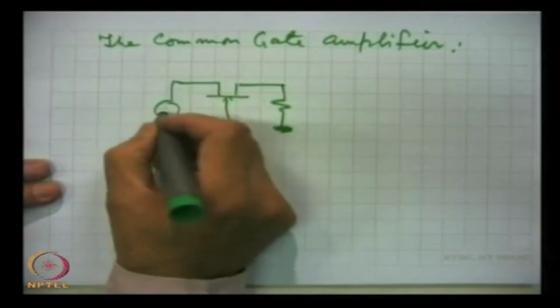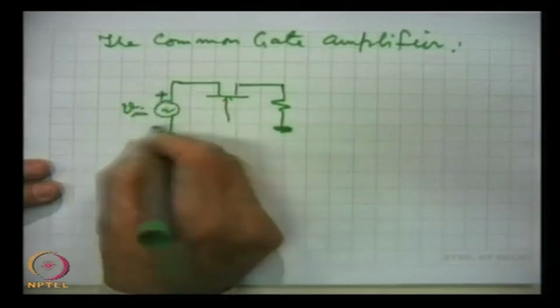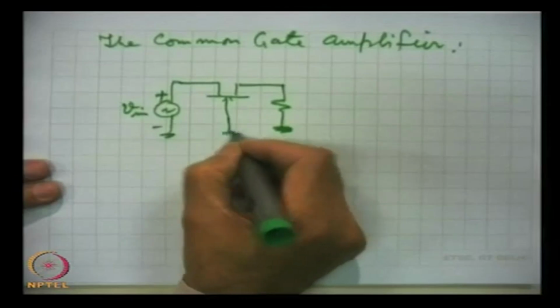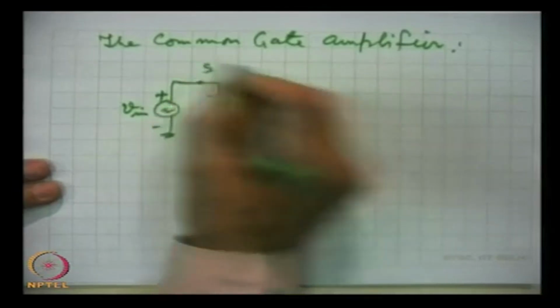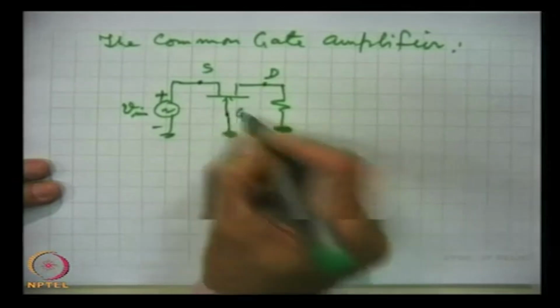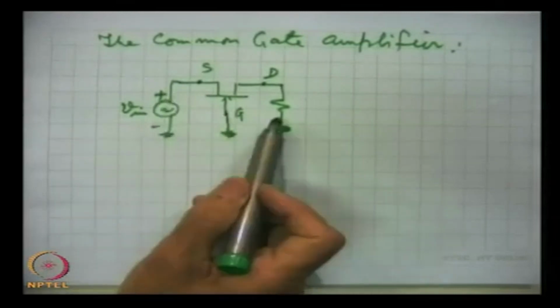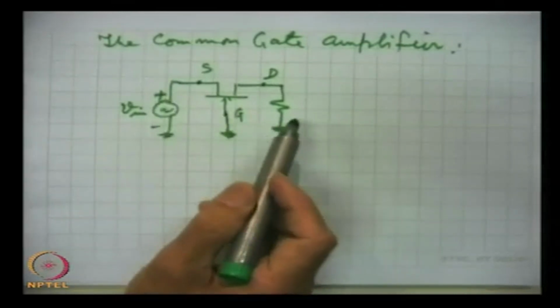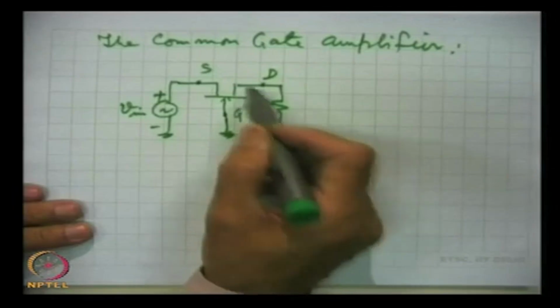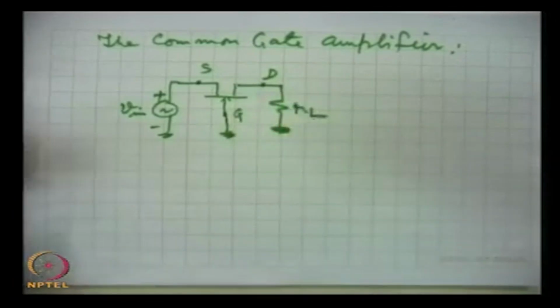This is the input signal, this is grounded, this is source, this is drain, and this is gate. This is the common gate. Gate is common between input and output. Output is taken between drain and ground, and this is the effective value of RL, which we have talked about at least 2 times in the 2 circuits.